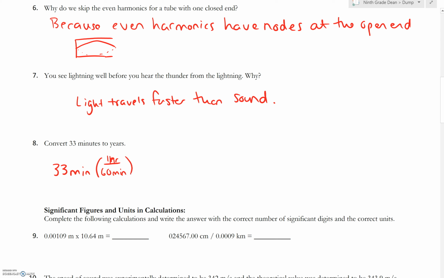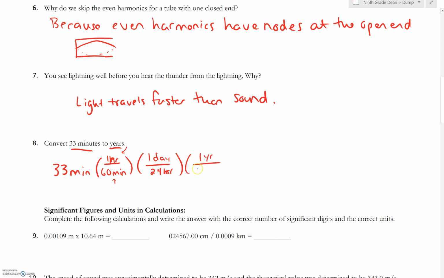So for 33 minutes, I need to convert 33 minutes to years. Okay, and so what I'm going to do is I'm just going to set this up with all the conversion factors, making sure that the units I start with are the ones on the bottom, and the units I want to go to are the ones on the top. So I'm going from minutes to hours. Next up is hours to days. That makes sense. And then after days, it's 1 year.